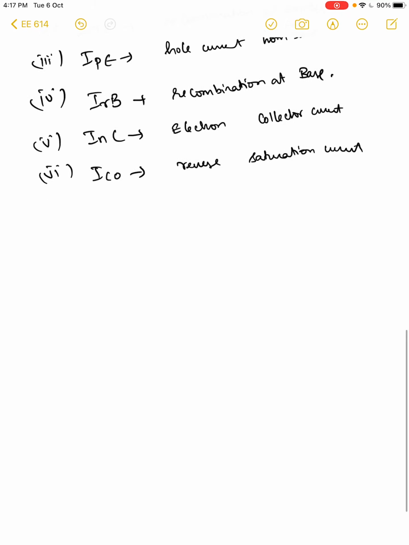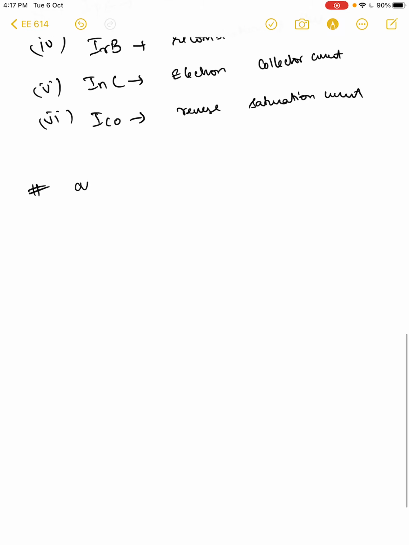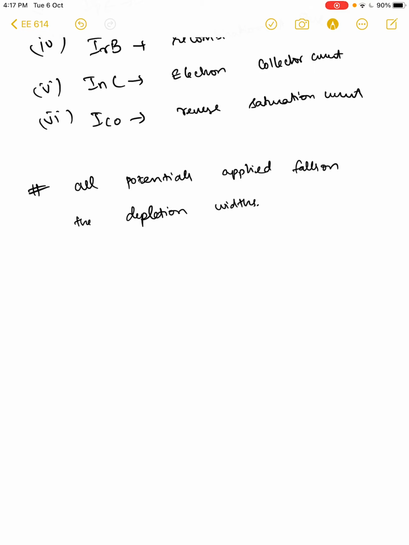So the first, let us take some assumptions like we did for the ideal Schottky diode. Our first assumption would be that all potentials applied fall on the depletion widths. So basically we think that there are no ohmic losses in the neutral region. This is the consideration that we used even in the ideal Schottky diode derivation, so we will continue with the same assumption here.